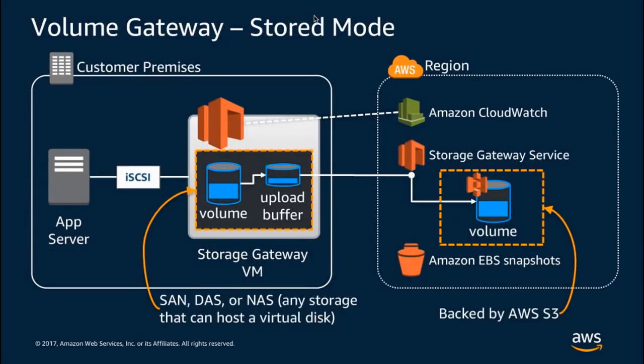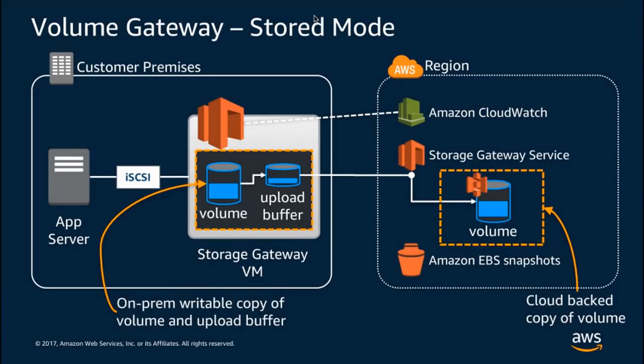In stored mode, you'll deploy local storage to store your data, to store your volumes, and an additional piece of storage, which we call an upload buffer, which manages transfer of your data, queuing data to be transferred up to the cloud, up to AWS. All of your data is stored in S3 at the S3 price point. The volume is fully readable and writable on premises via the gateway, via the iSCSI target that's exposed by the gateway, and always backed up into the cloud.